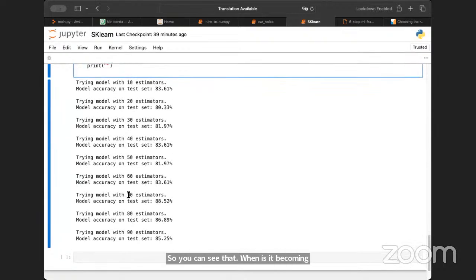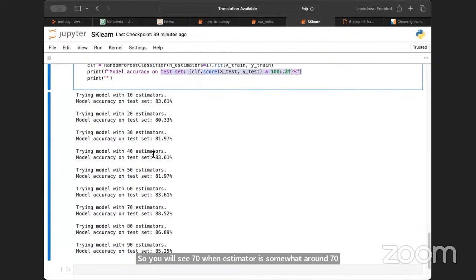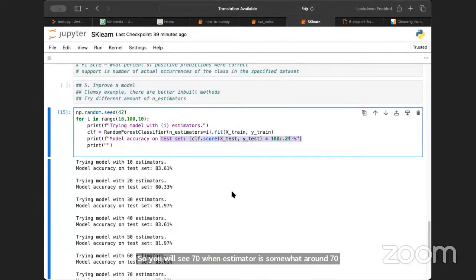You can see when it becomes more accurate. You will see 70. When the estimator is somewhere around 70, that is when our model is most accurate. We can pass the estimator as such inside the random forest classifier. Earlier, we used default values, if you remember.